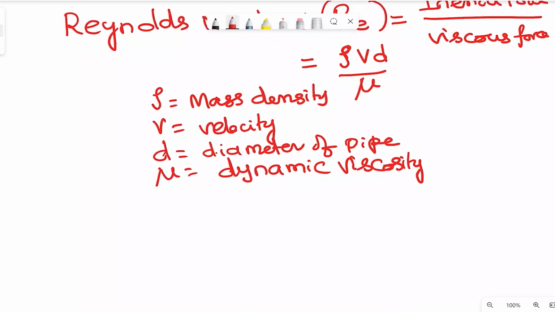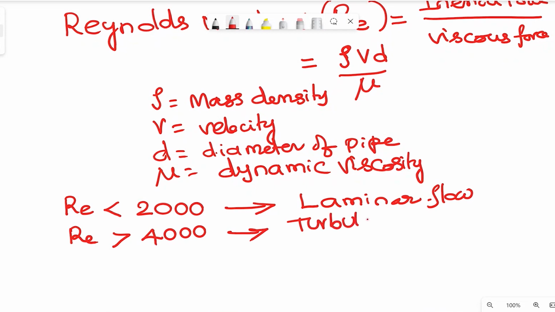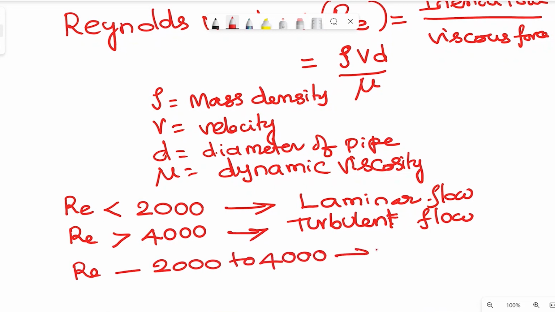Now, if this Reynolds number is less than 2000, we call the flow laminar flow. If this Reynolds number is greater than 4000, we call this flow turbulent flow. If Reynolds number is in between 2000 to 4000, we call this transition.